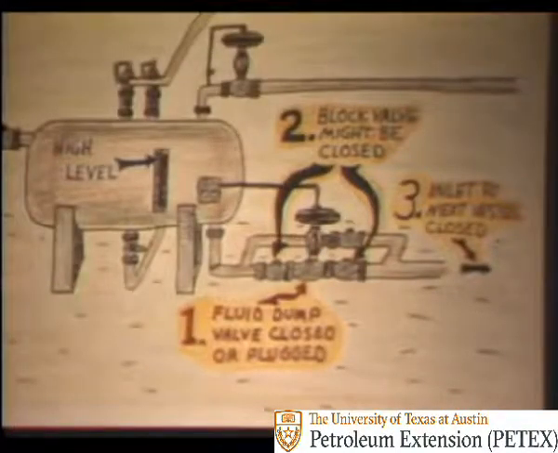For the problem of high level in the separator, check 1. The fluid control dump valve to see if it may be closed or plugged up. 2. Check the block valves on each side of the fluid dump valves to be sure one of them is not closed. And 3. Check the inlet to the next vessel.